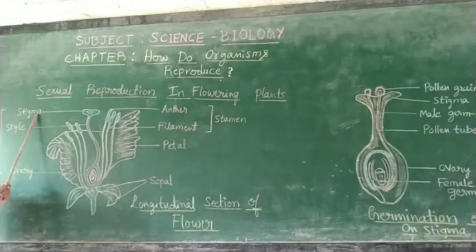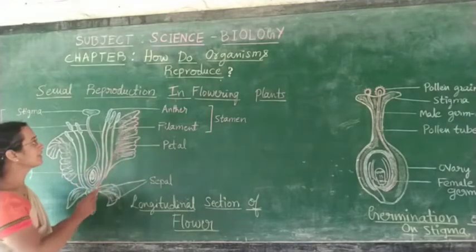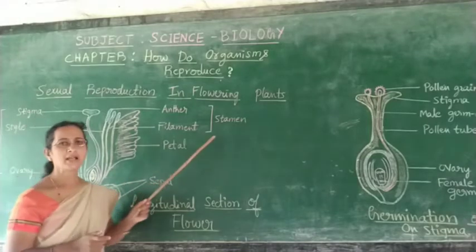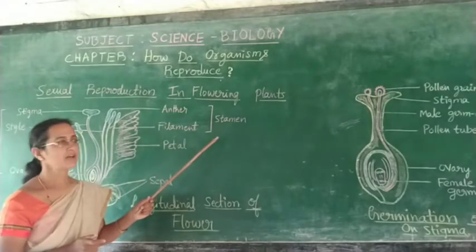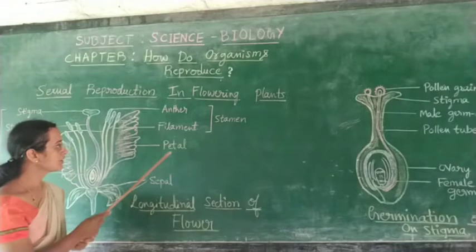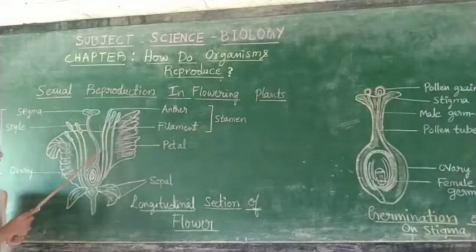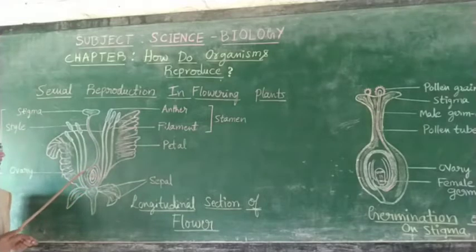The parts of a typical flower are like this. It has stigma, style and ovary, which constitute the female part of the flower, called the pistil. Here you are seeing anther and filament. These two make up the male reproductive part of the flower, called the stamen. Here you are seeing petal and sepal.